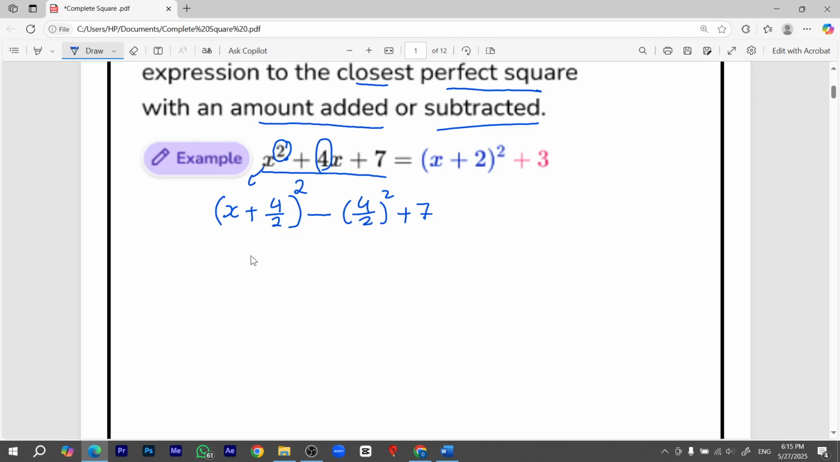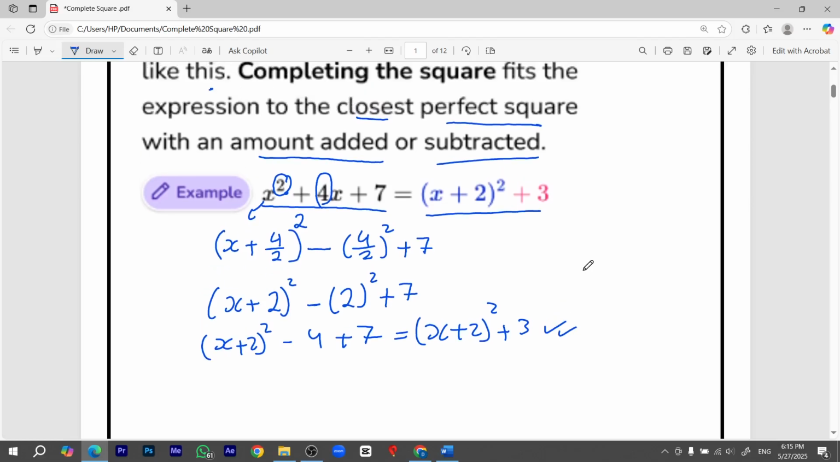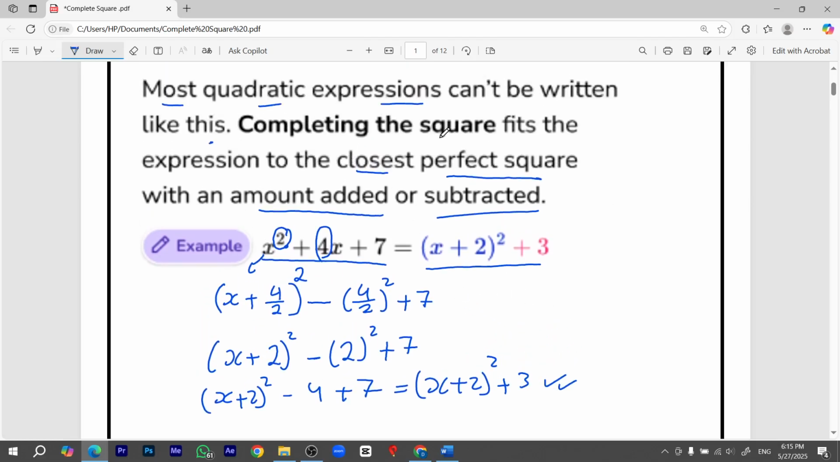Here it will be x plus 4 over 2, which is 2, squared, minus 4 over 2, which is 2, squared, plus 7. So x plus 2 squared, minus 4 plus 7, which gives just 3. We combine these, so this is the final answer. That's how we apply completing the square.